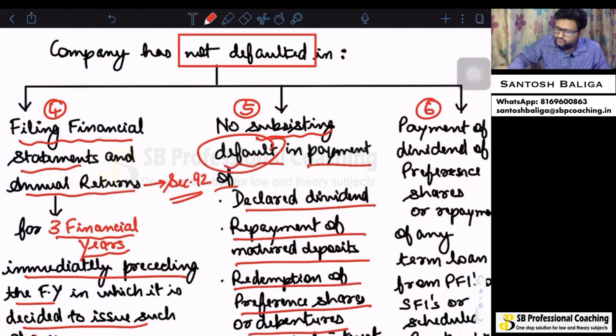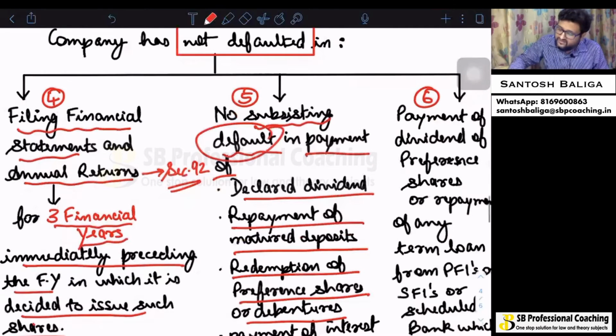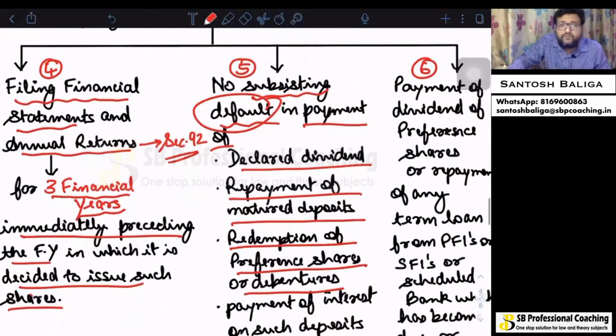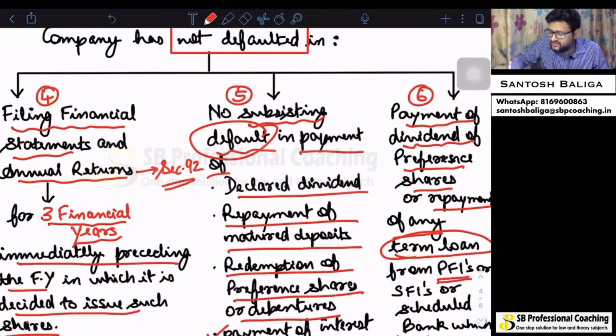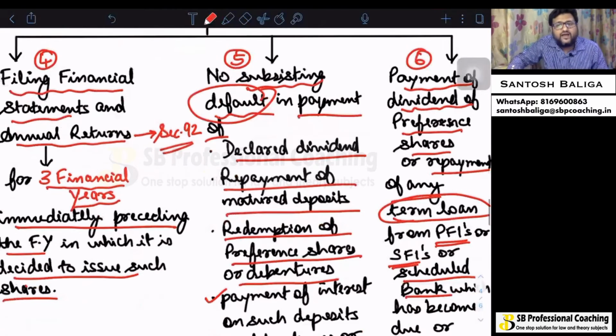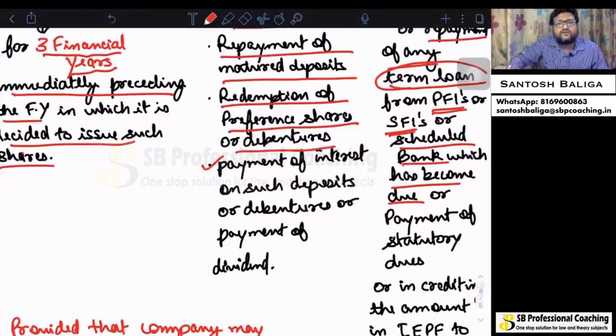Okay, so the same point is given over here. Next, the payment of dividend. In case the company defaults in payment of dividend on preference shares or repayment of any term loan from any public financial institution or state level financial institution, or any scheduled bank, which has become due, and the company has defaulted in it, then the company will not be allowed to come up with equity shares with differential rights.